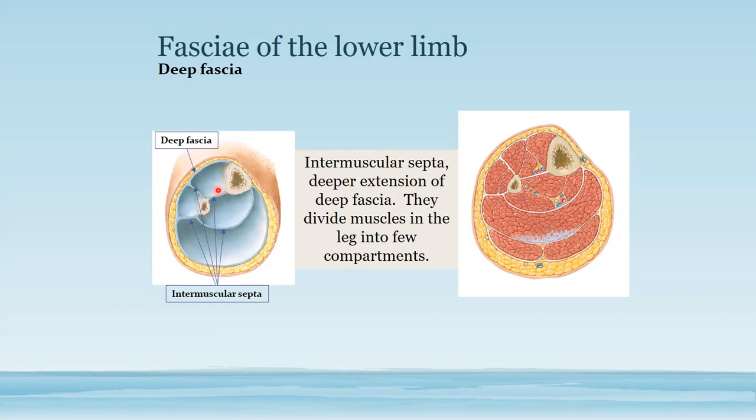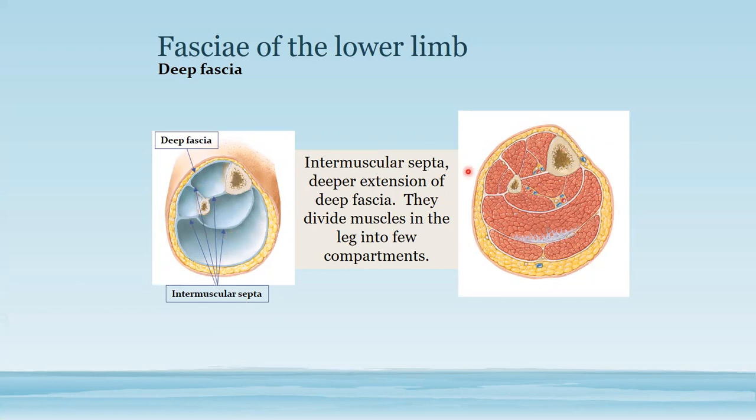Okay, whether it is in the thigh or in the leg, the muscles are grouped into a few compartments, and the compartment is actually formed by the extension of the intermuscular septum of the deep fascia. Okay, they divide muscles, in the leg and also in the thigh, into a few compartments. Okay, this is the intermuscular septa.